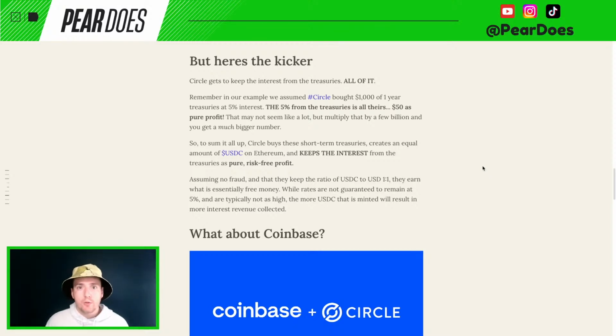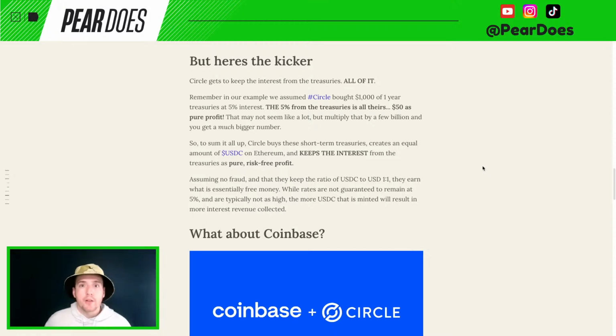It is 1-to-1 equal to the US dollar. I'm going to take $1,000 and I'm going to make more USDC for my customers. So I'm going to buy $1,000 worth of short-term treasuries. And I'm going to put 1,000 USDC tokens on the market. And I'm now earning 5% off these $1,000 worth of treasuries.